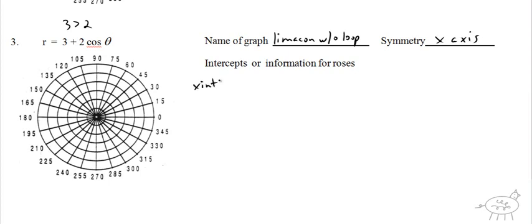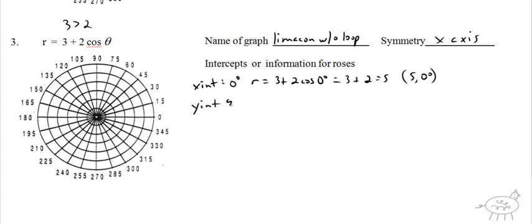I got an x-intercept. And so that's going to be 0 degrees. So r equals 3 plus 2 cosine of 0, and cosine of 0 is 1, so it's 3 plus 2. So we got a 5 here. So it's 5 comma 0 degrees. And we have a y-intercept of 90. r equals 3 plus 2 cosine of 90, which is 3 plus 2 times 0, right? Which is 3. So we have 3 comma 90.